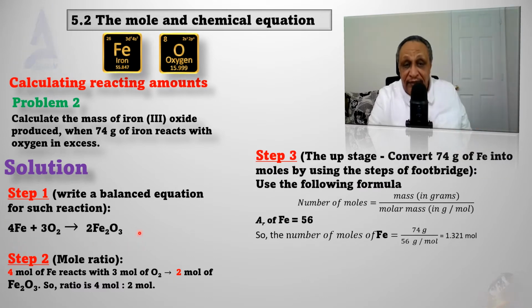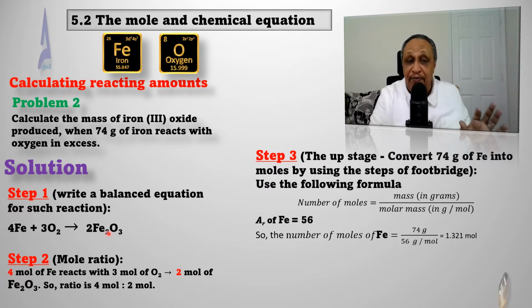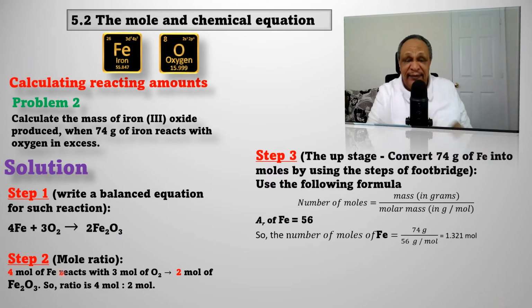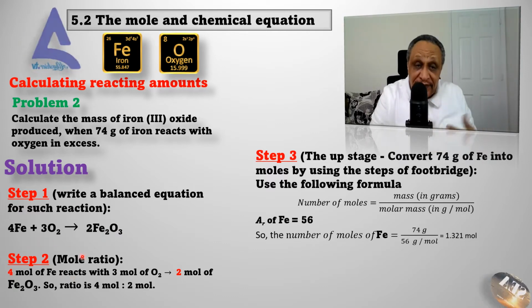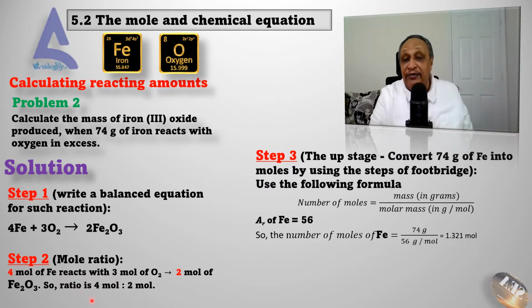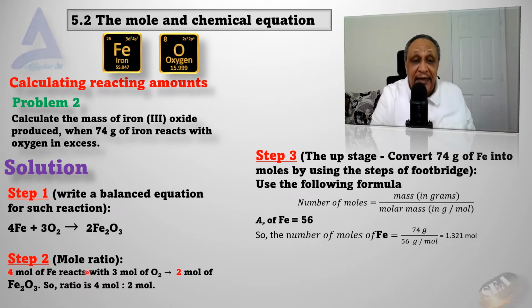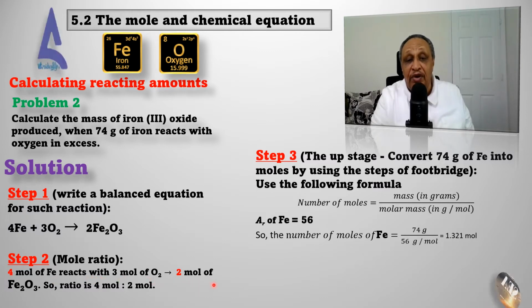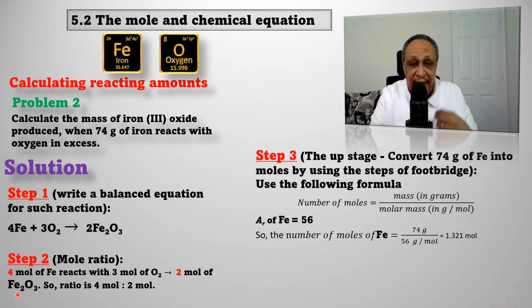Now, the first step is to write a balanced equation, and we have this equation, which is now balanced. You can check that. Now, when I do this, I'm going to bring out the mole ratio, which is a very important step in order to find the number of moles. So here, each 4 moles of iron react with 3 moles of oxygen to produce 2 moles of iron(III) oxide, this one.